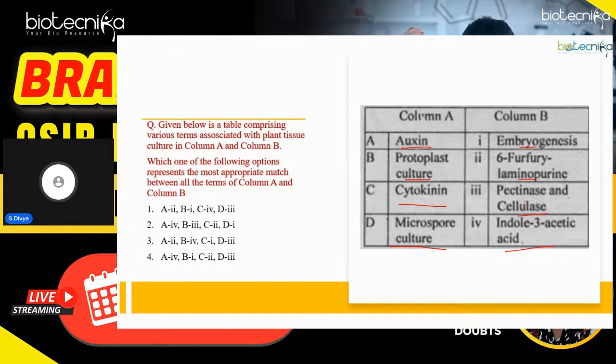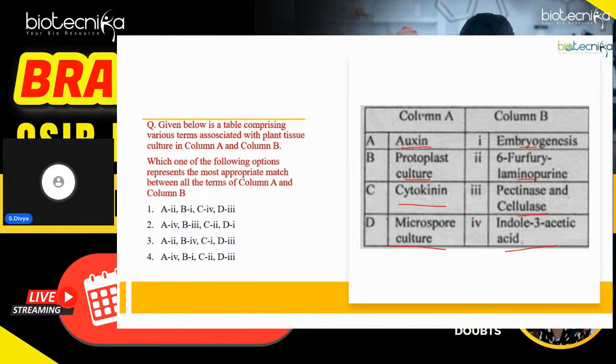What is the precursor of auxin? What is cytokinin related to? What is the protoplast? If you know these basic things, you can easily get 4 marks out of this question. But the problem is that you are not responding to these basic questions. So I'm quite unsure whether you know it or not. I'm not sure.